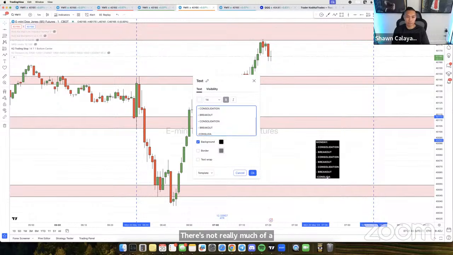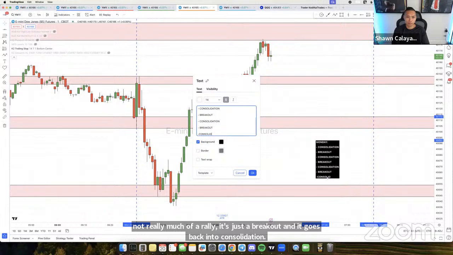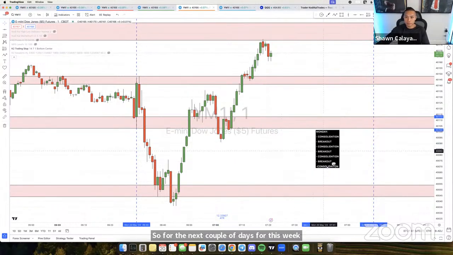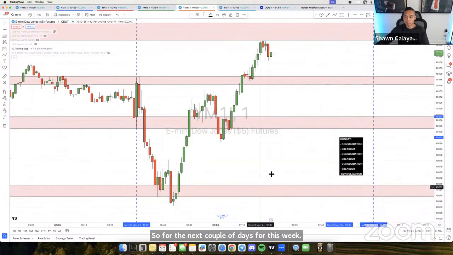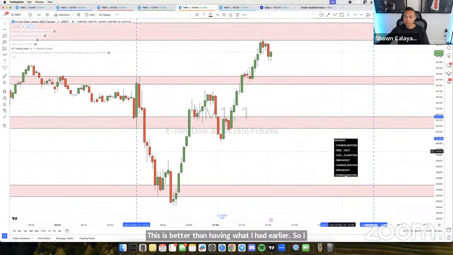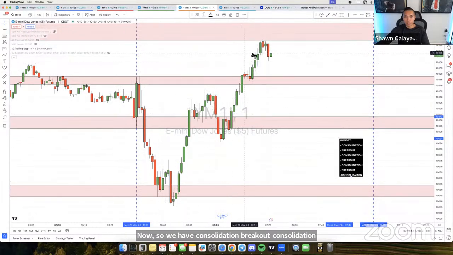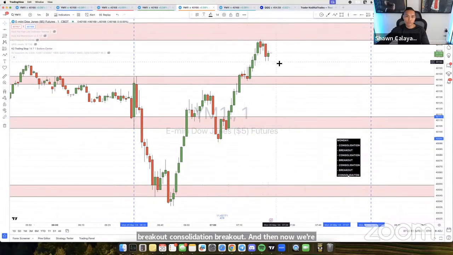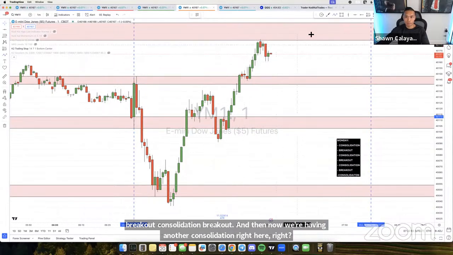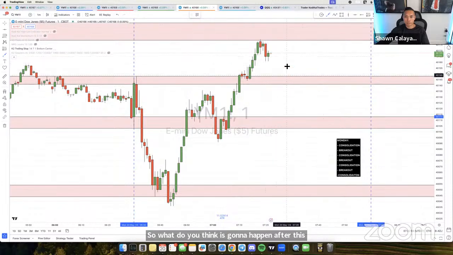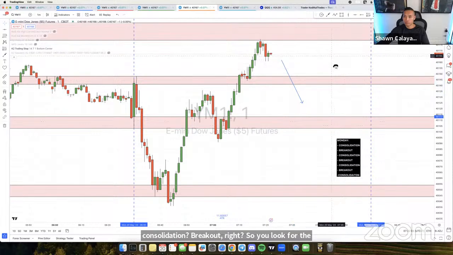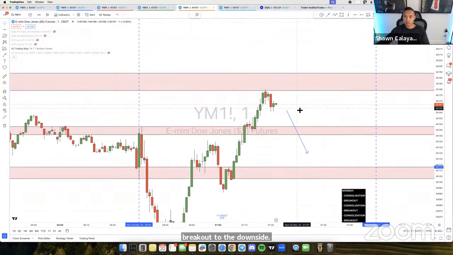So for the next couple of days this week, this is better than what I had earlier, because the notes were just too specific, but you can see it's pretty obvious now. We have consolidation, breakout, consolidation, breakout, consolidation, breakout. And now we're having another consolidation right here, right? So what do you think is going to happen after this consolidation? Breakout, right? You look for the breakout to the downside, or you look for the breakout to the upside.